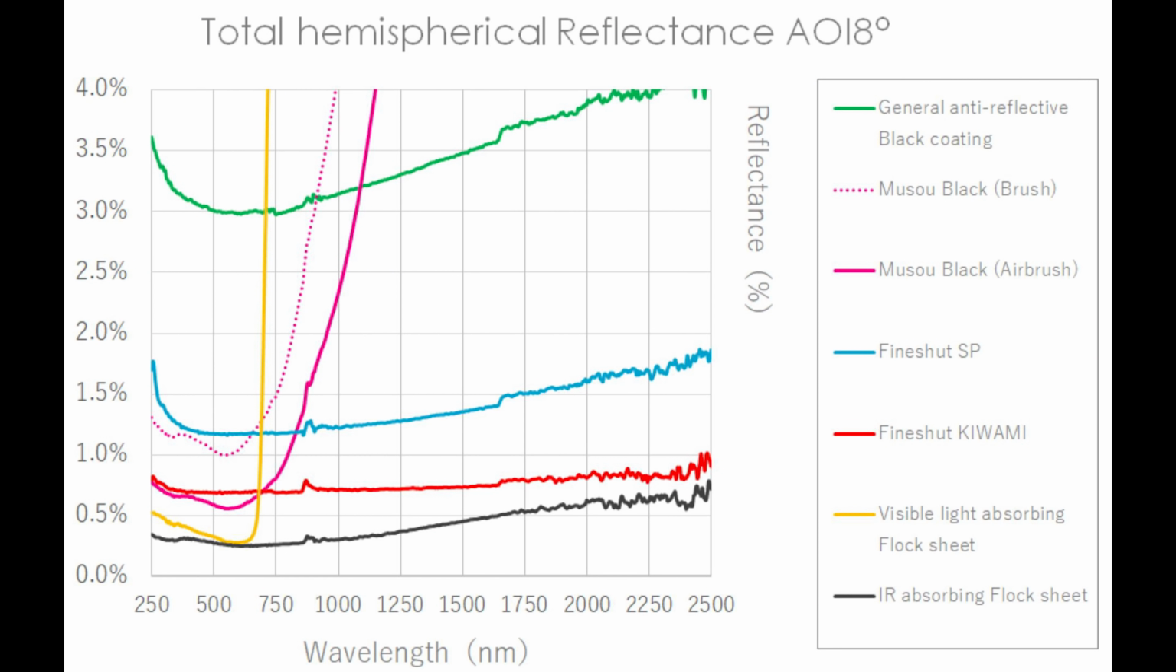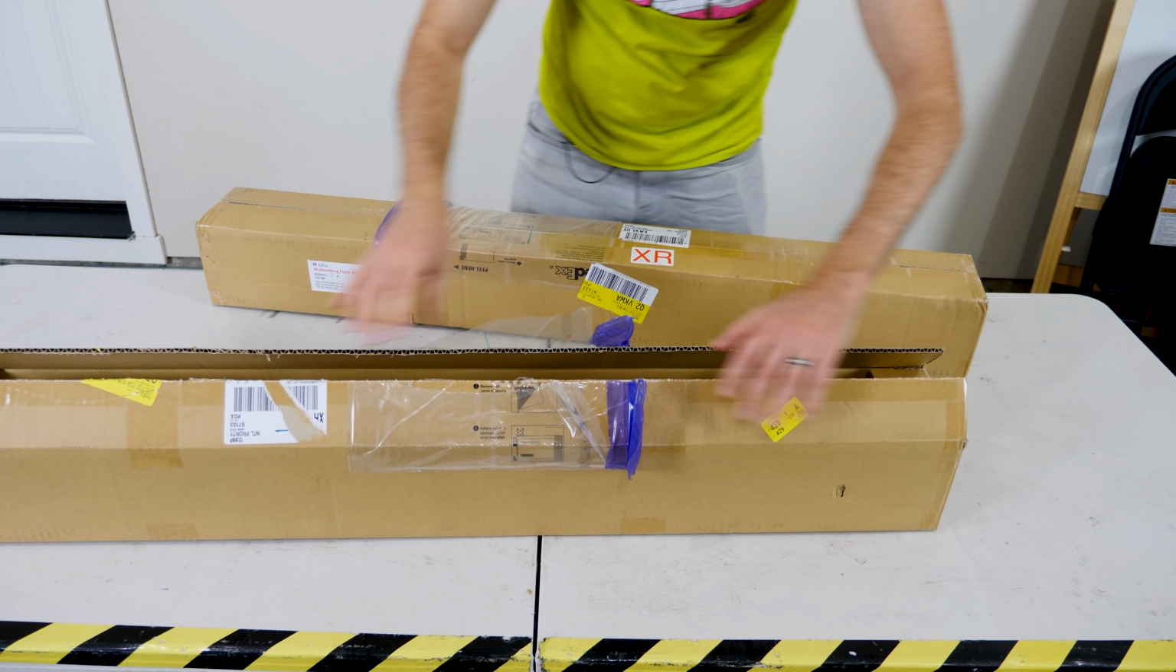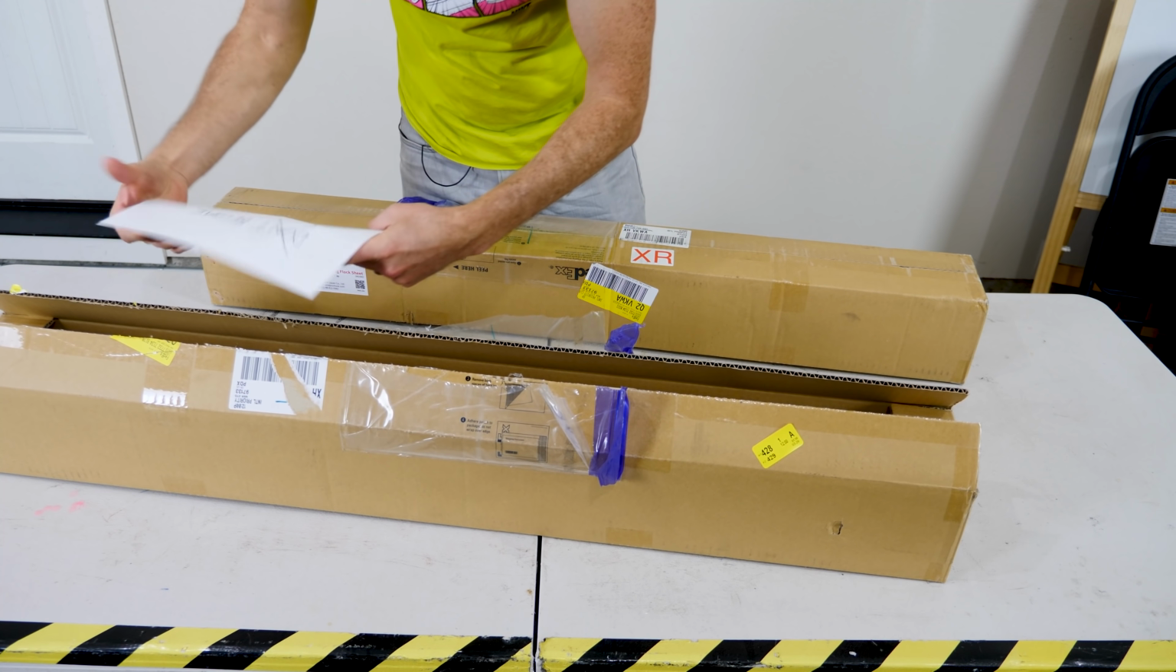You can see on the graph here how much darker these flock sheets are than Musou Black. Musou Black is this pink and the pink dotted line, depending on how you paint it. And the two flock sheets are the yellow line and the black line. Needless to say, both of these flock sheets are extremely black. They absorb almost all light, and one of them even absorbs almost all infrared light as well.